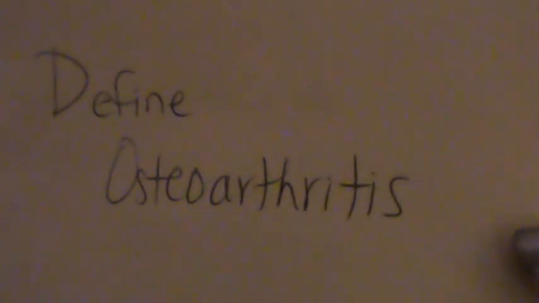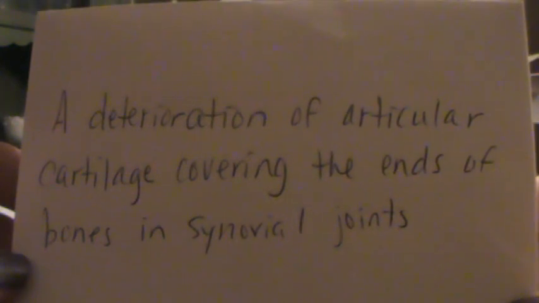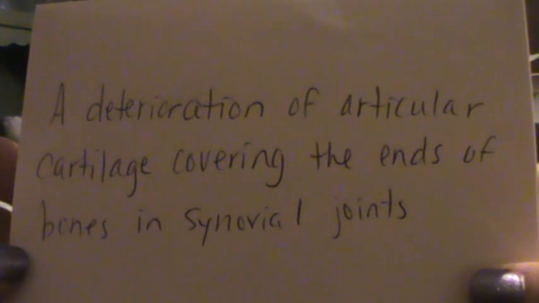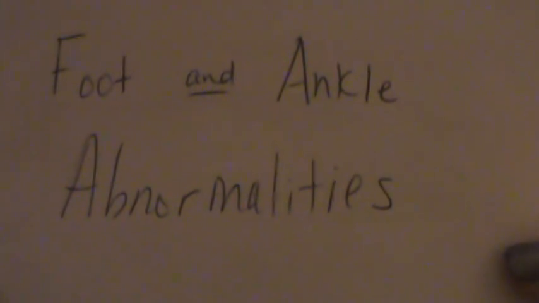Can you define osteoarthritis? Osteoarthritis is a deterioration of the articular cartilage covering the ends of the bones in the synovial joints. What are some foot and ankle abnormalities?